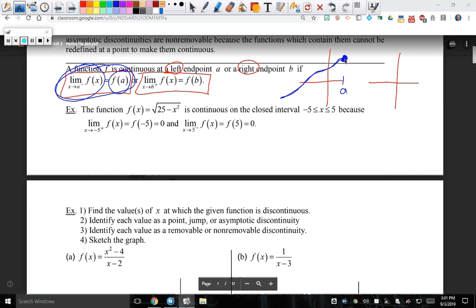Yes. Yeah. And then now if I approached B, let's say B is here, and I approached it from the right, whatever it looked like, and I stopped, and I put a point, defined point because of that, is that continuous? Yeah, it's continuous from the right.